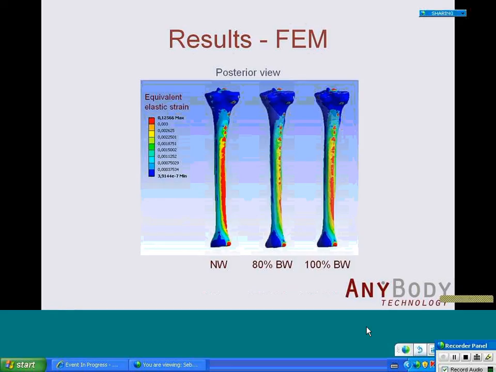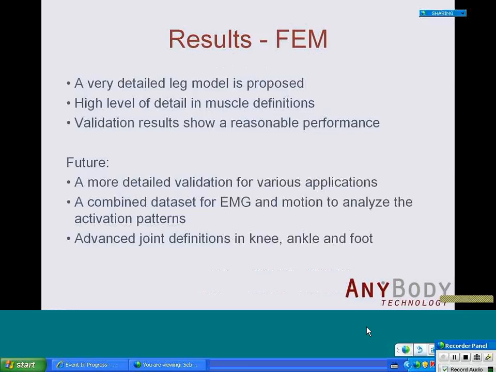So, a short summary of this all. A very detailed leg model is proposed, which shows a very high level of detail in terms of muscle definition, both in geometrical and also, of course, in the physical parameters. And the validation results show a very reasonable performance of this leg, and also the gait patterns show a very reasonable performance.